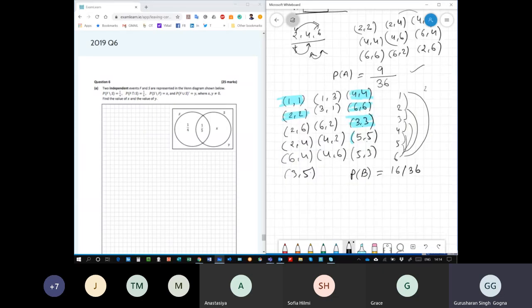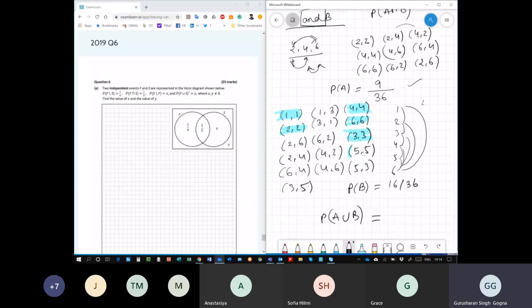What about the probability of A union B? Union means all together. So all together, obviously you have 16 outcomes, but in the A outcomes, you need to check that you're not repeating. So 16 outcomes.